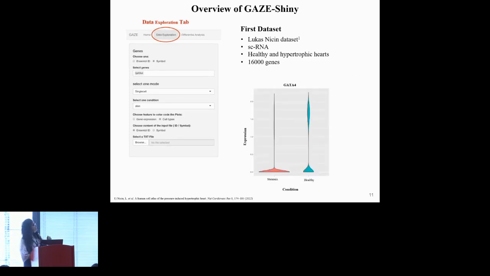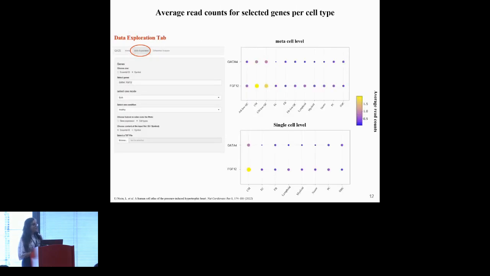Also, users can see how a gene is differentially expressed in 2 different conditions, for example, healthy and disease. If users select more than 1 gene, they can see the average read counts for the selected genes in different meta cells. The top one is at the meta cell level, and the one below is for the single cell level. Also, users can upload their desired genes as a TXT file and see the result.